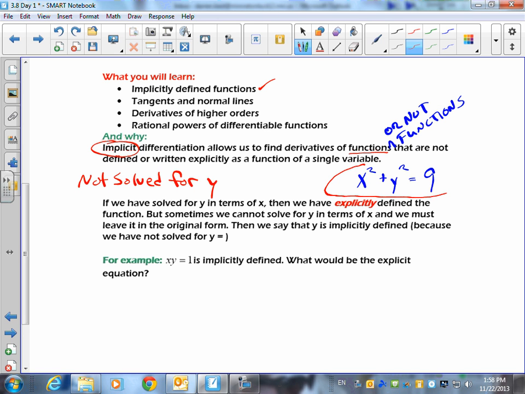This is a good, simple example of an implicitly defined equation. X squared plus y squared equals 9. How many of you feel like you have some familiarity of what that might be? X squared plus y squared equals 9. It's an equation. Do you feel like you know what its graph might look like? X squared plus y squared equals 9. Thoughts? Go back a couple years. What is it? What's the graph look like if x squared plus y squared is 9?